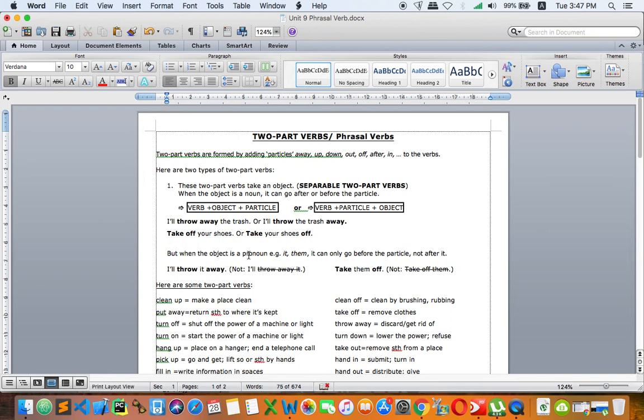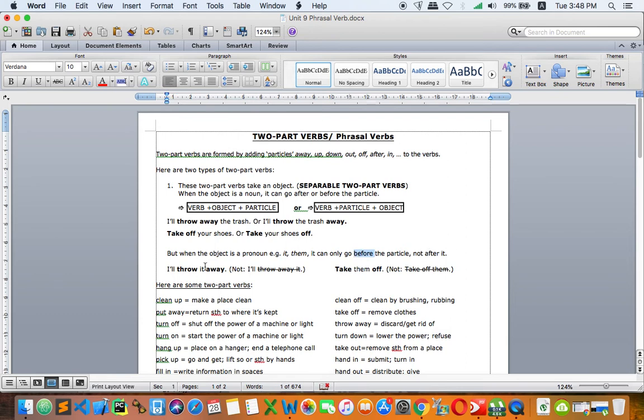But let's take a look at this. When the object is a pronoun, so it's not about shoes or trash, but about a pronoun like it, them, me, him, let's say object pronouns, it can only go before the particle. Only before, everybody, do not go after. If it is a noun, we can go after or before for a separable verb, but if we don't write the object as a noun and write a pronoun instead, then we can only put it before the particle, not after it.